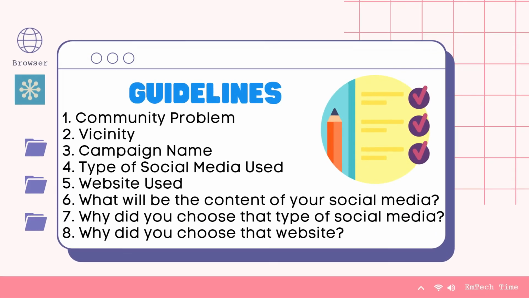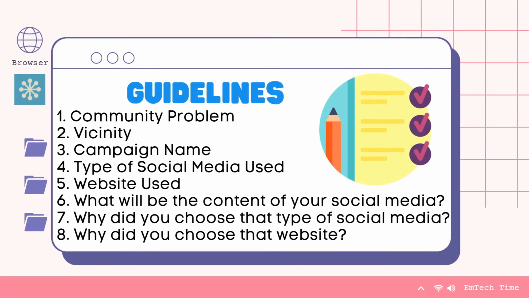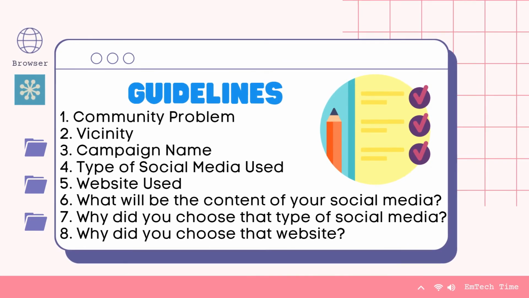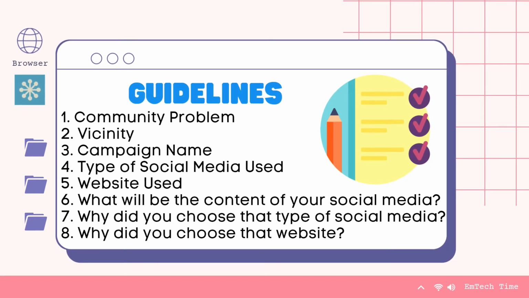First, we have the community problem. Let's identify what problem we are going to focus on in our social change campaign. Next, the vicinity, our campaign name, the type of social media used, the website used, and then let's answer the following questions. What will be the content of your social media site? Why did you choose the type of social media? And lastly, why did you choose that website? So here are the guidelines for a successful social change campaign.